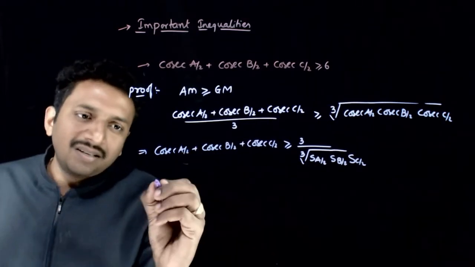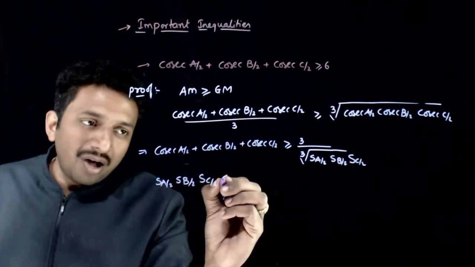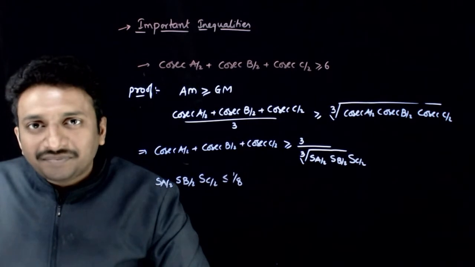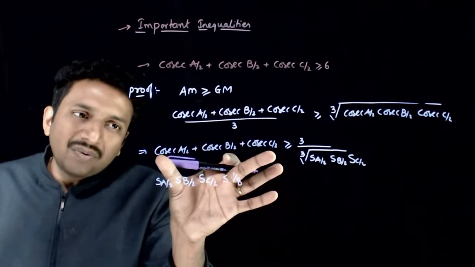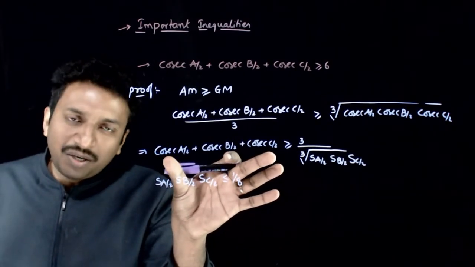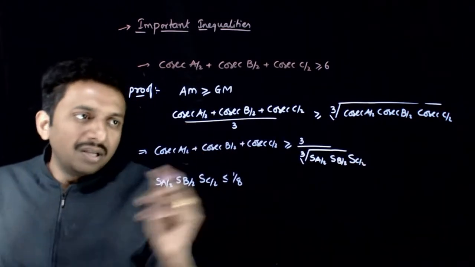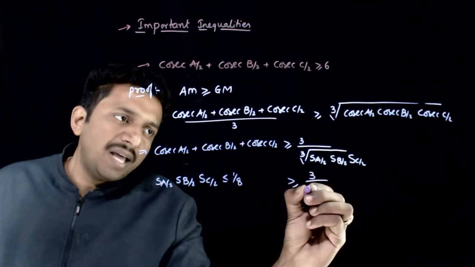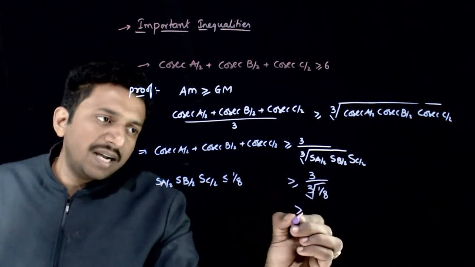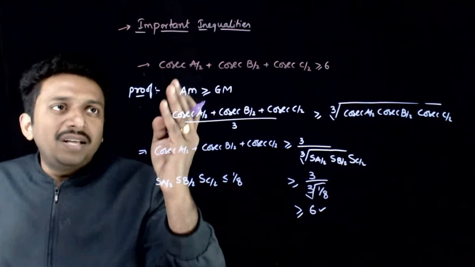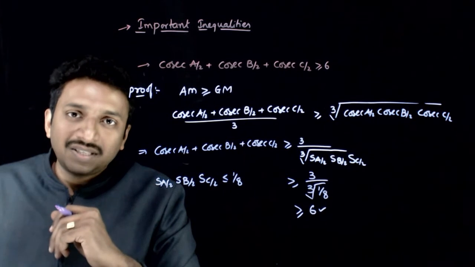Now we have already seen that sin A by 2 into sin B by 2 into sin C by 2 will always be less than or equal to 1 by 8, right? That is, the maximum value of this is 1 by 8. So if you want to get the least value of cosecant A by 2 plus cosecant B by 2 plus cosecant C by 2, let us substitute the maximum value for the denominator. So you get the minimum value for the fraction. So it is greater than or equal to 3 by the cube root of 1 by 8, which is nothing but 1 by 2. So it's greater than or equal to 6. That means cosecant A by 2 plus cosecant B by 2 plus cosecant C by 2 will always be greater than or equal to 6.